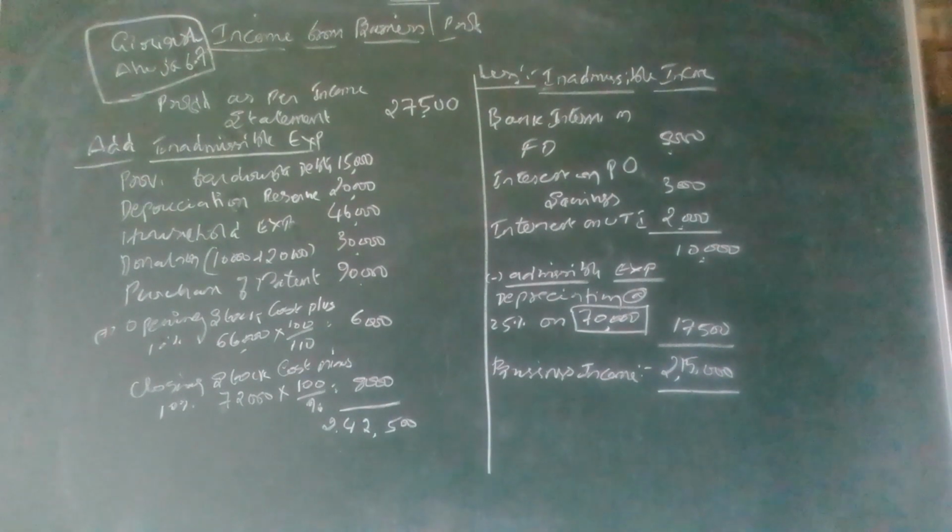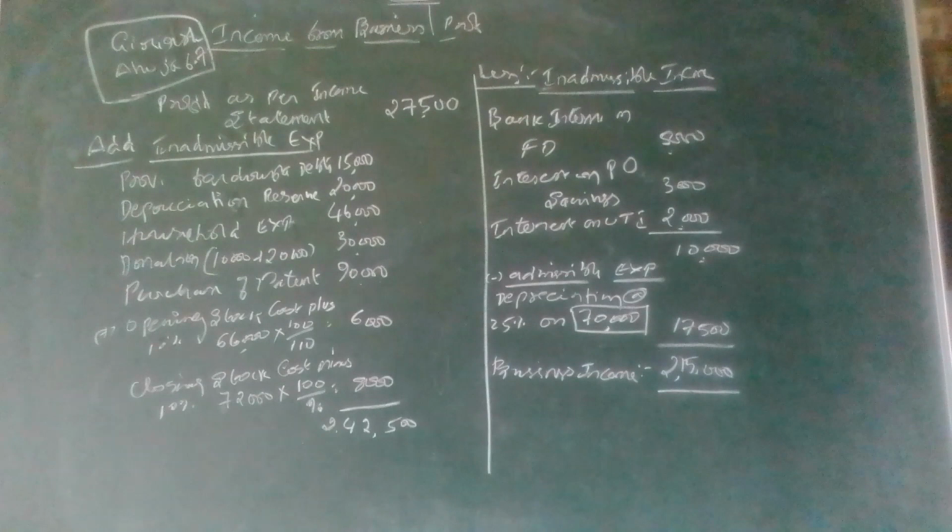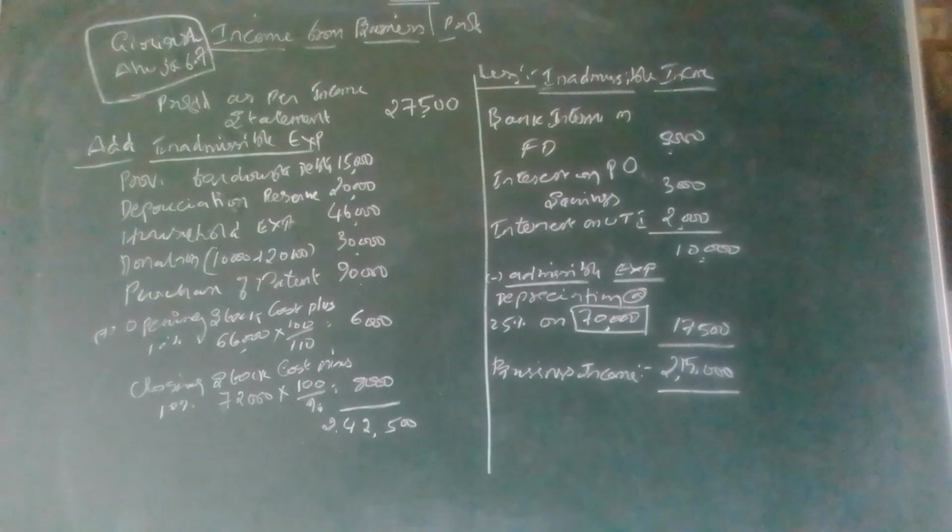Whereas here we have to take the amount of donations paid, the amount of donations given. In general you take it as donation, gift, charities, etc. All are inadmissible items. Then the next item is account payee cheque for purchases, 60,000.